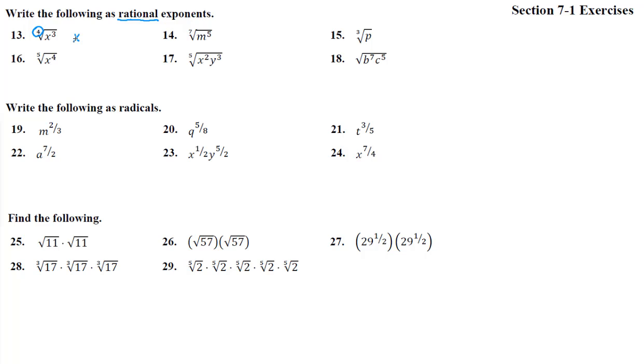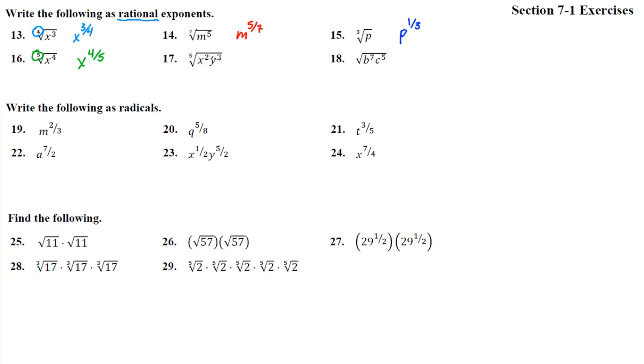So this is going to be x to the third power fourth root. And that's really all there is to it on that. This one is m to the fifth power seventh root. Next one, this is p to the first power third root. So 1/3 power is the same as a cube root. Number 16, x to the fourth power fifth root. And just put that as a denominator.